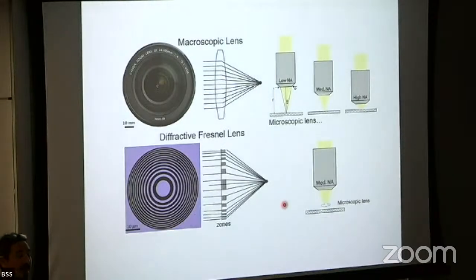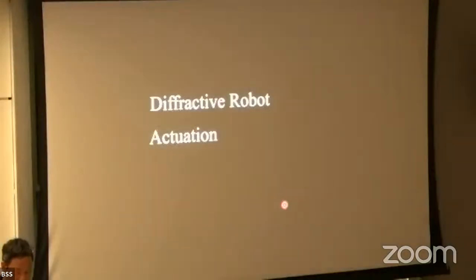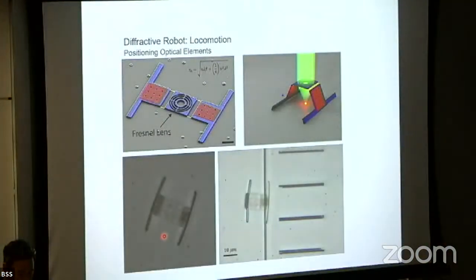So for example, you can have a Fresnel lens instead of the optics that you have with a microscope. If you put the Fresnel lens on, then you can walk your robot, shine a laser through the Fresnel lens, and get illumination that beats the diffraction limit. Here is an example of one of these robots.